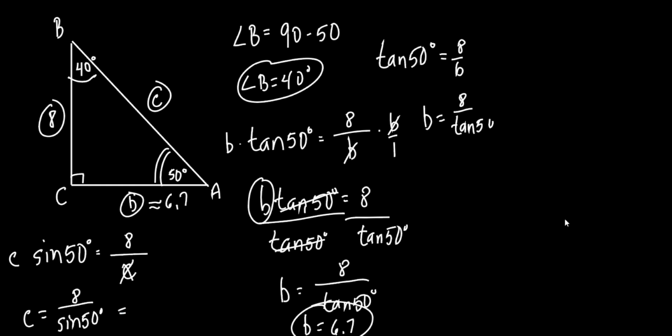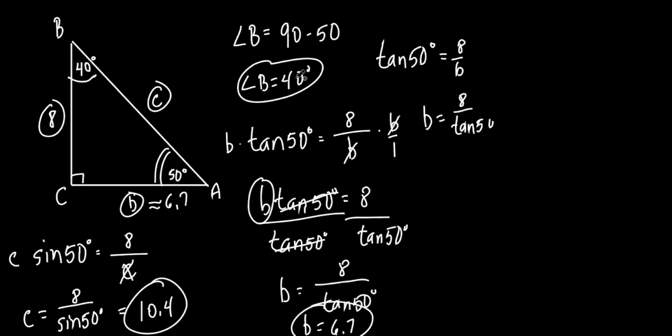All right? Put that into a calculator. Let's do it. 8 divided by sine of 50. Close the parentheses, hit enter, and that's 10.4. That second 4 doesn't round it up, so there's your answer. So c is 10.4, b is 6.7, angle B is 40 degrees.